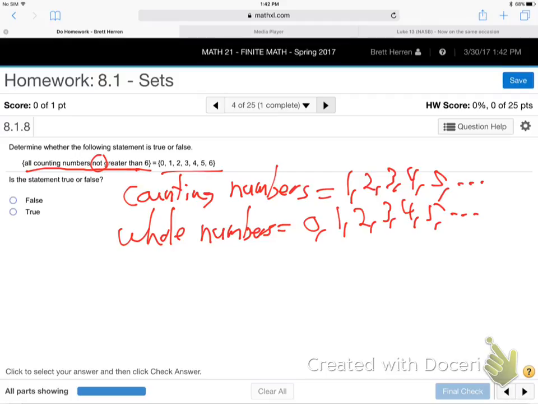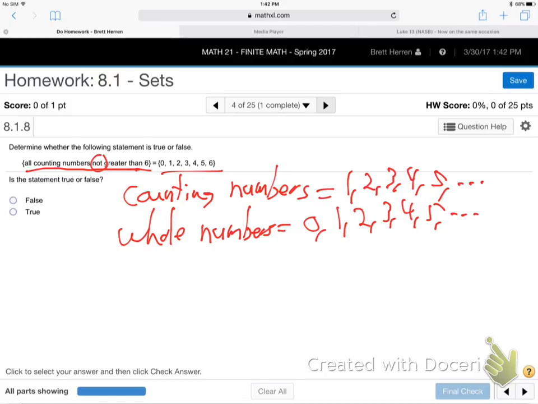I know what the counting numbers are, and they don't include the 0, but the whole numbers do. I think that's dumb. So I'm not going to put that on the test, but you might need to know it for the homework. The whole numbers include the 0, the counting numbers don't. Otherwise, they're the same. Neither one has negatives, neither one has fractions or decimals.